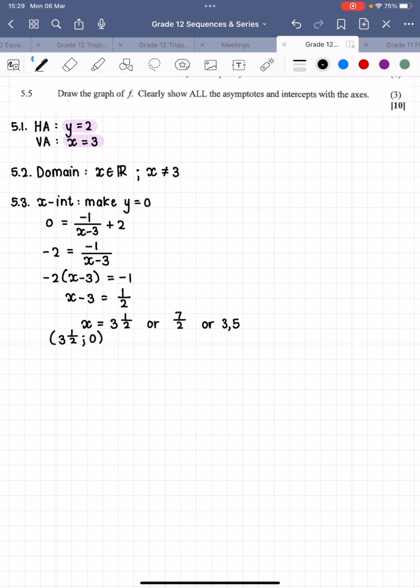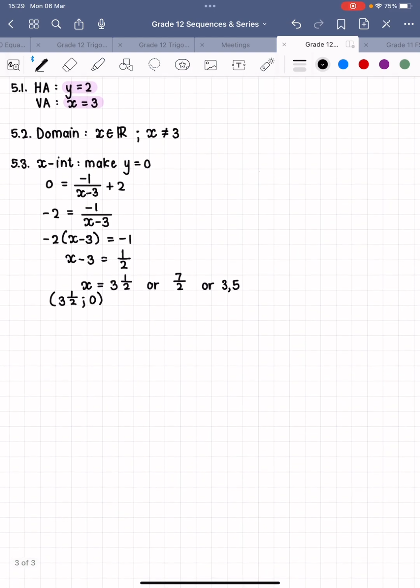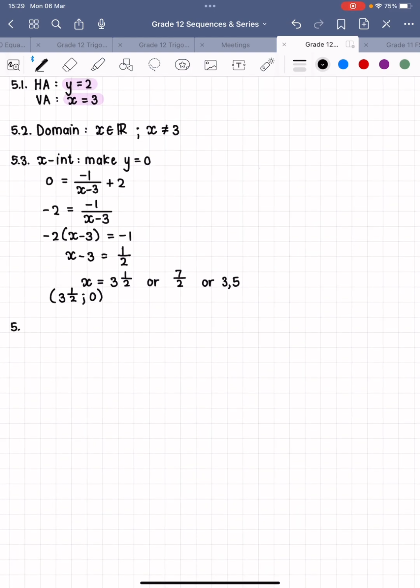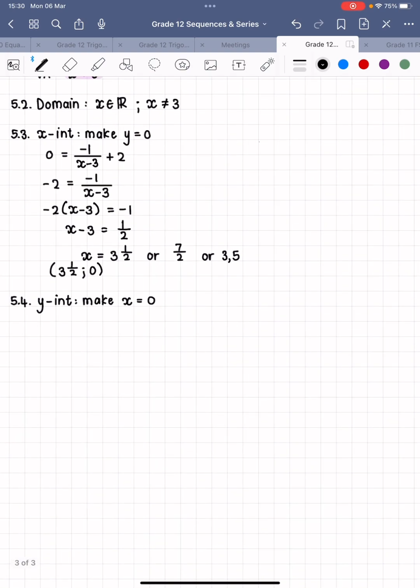In 5.4, they are now asking us for the coordinates of the y-intercept of f. And the coordinates of the y-intercept, that is always easier than calculating the x-intercept, because for the y-intercept, all you have to do is make x equal to 0, sub that into your equation, and work out what your y value is going to be.